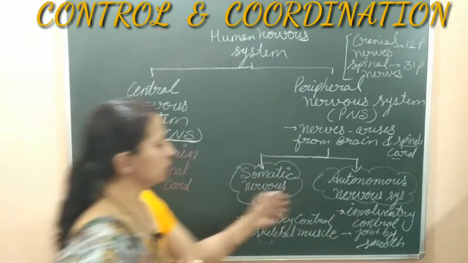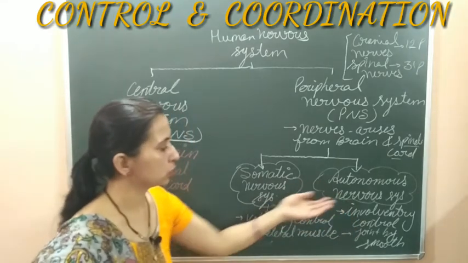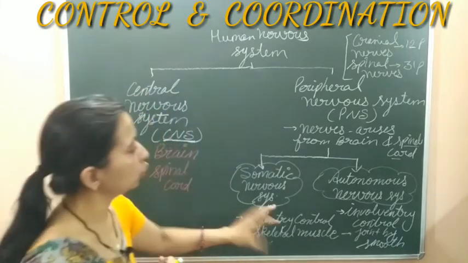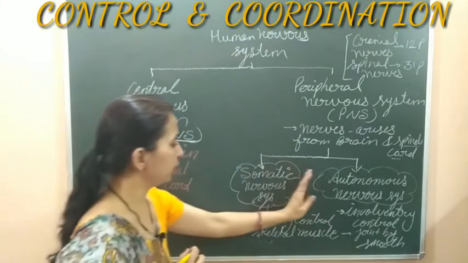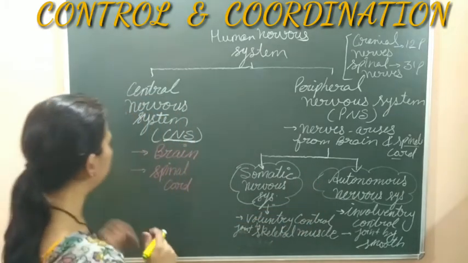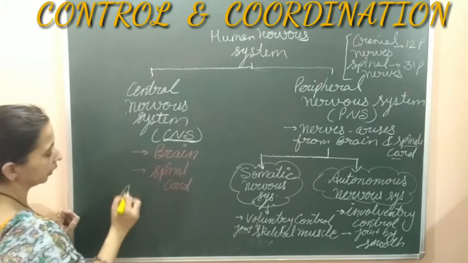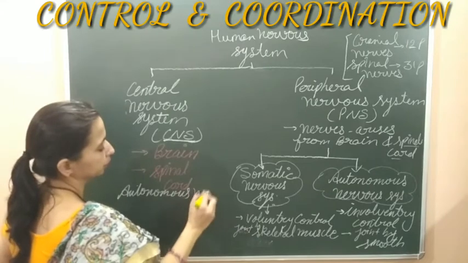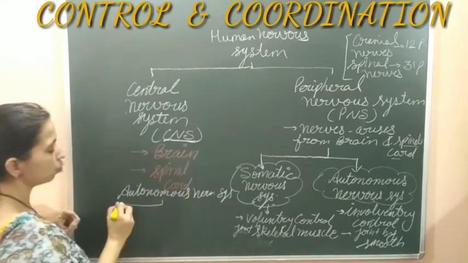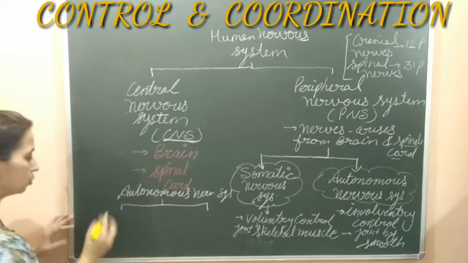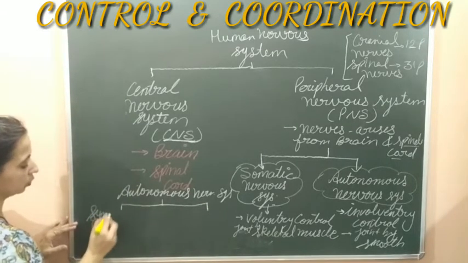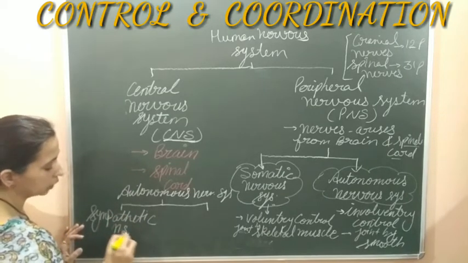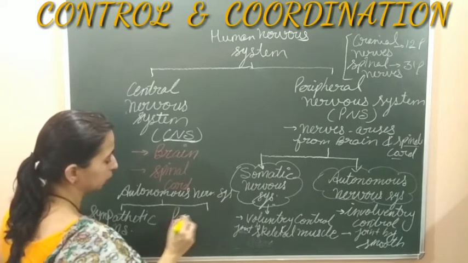Now let's see what is happening here. This autonomous nervous system can be further divided into two parts. Which parts will they be? We can write here: the autonomous nervous system can be divided into two parts, two categories or two types. The first one is the sympathetic nervous system, and the other one is the parasympathetic nervous system.